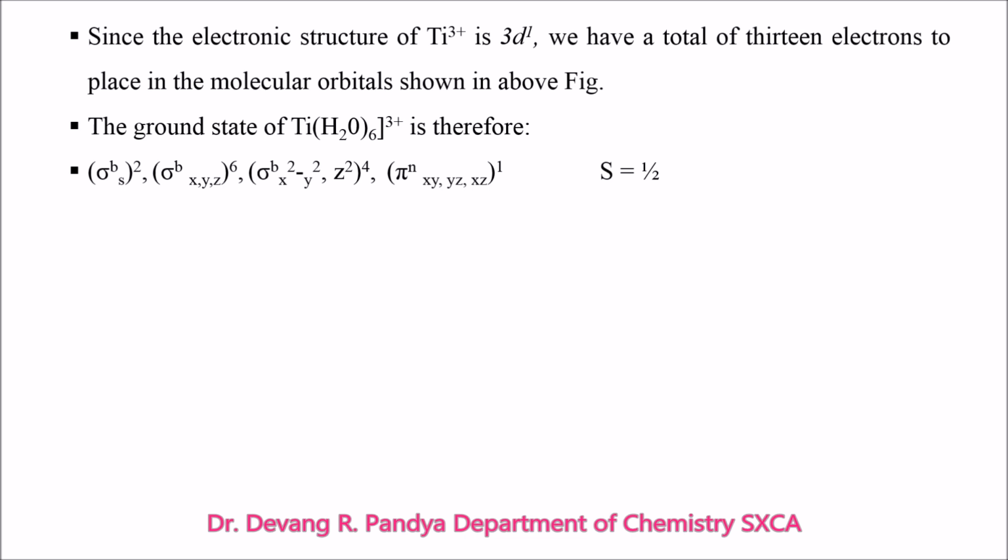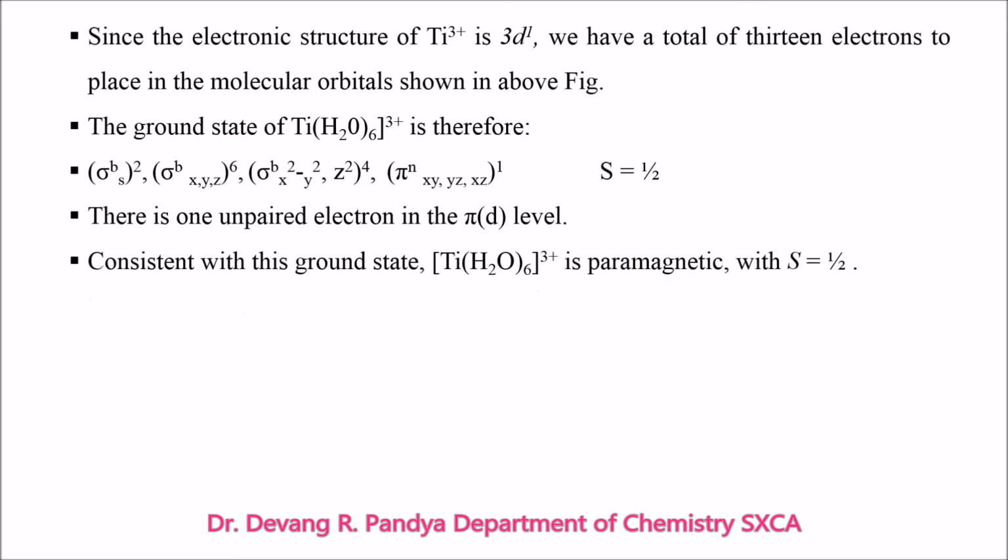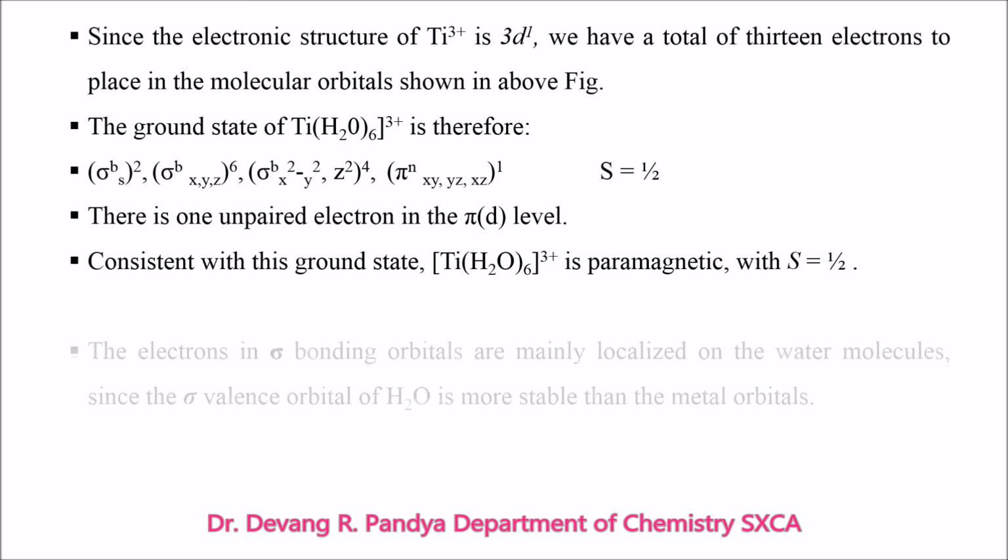So the spin remains unpaired, 1/2, and as a result there is one unpaired electron in the pi d level in the molecular orbital energy diagram of hexaaqua titanium 3+. Hence, consistent with this ground state, titanium hexaaqua 3+ is paramagnetic in nature as it contains one unpaired electron and the spin is half.